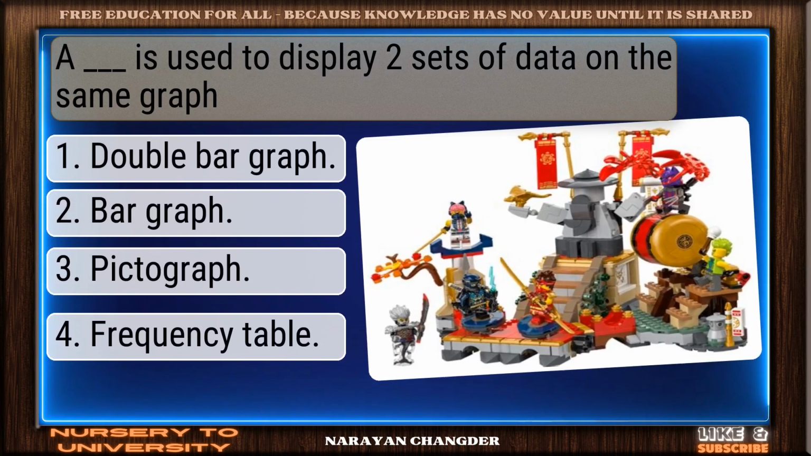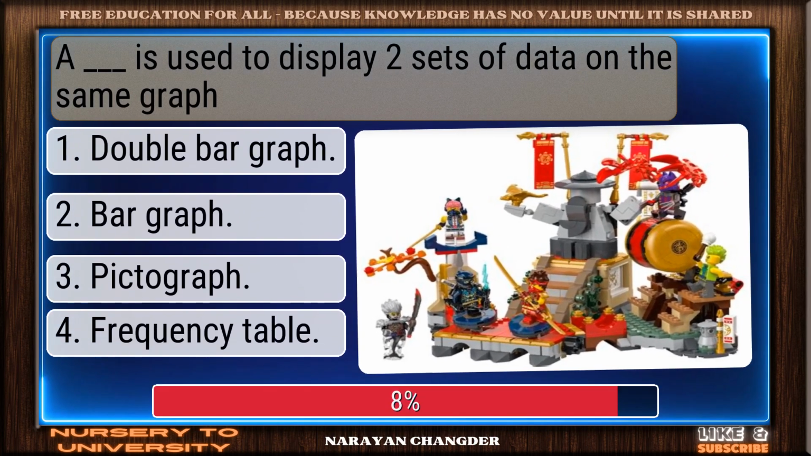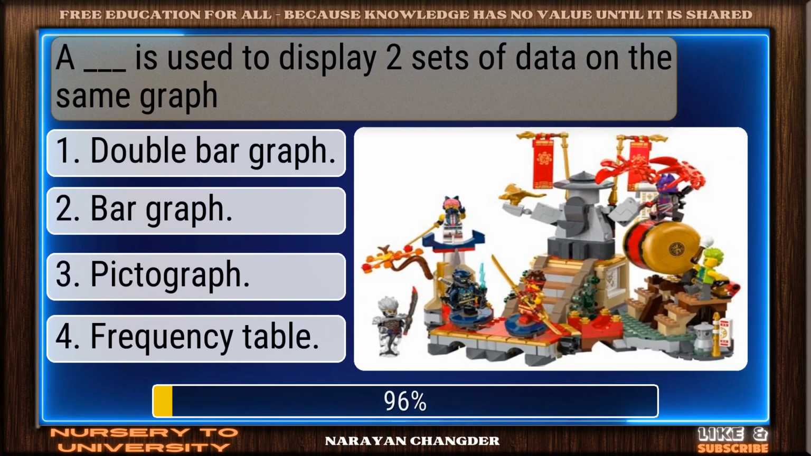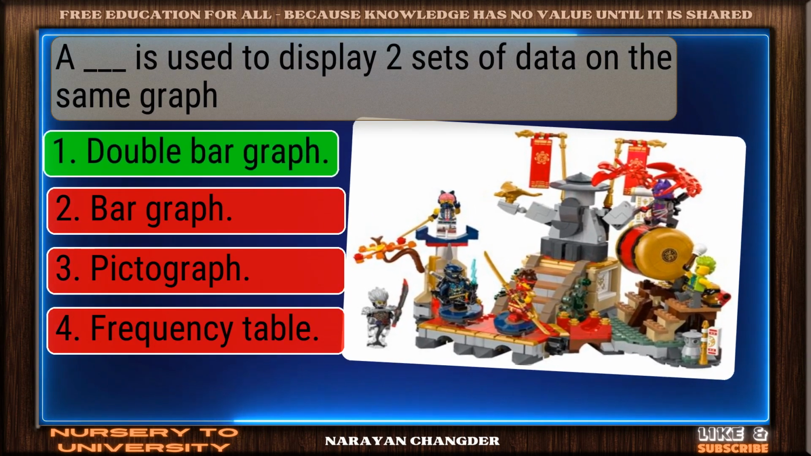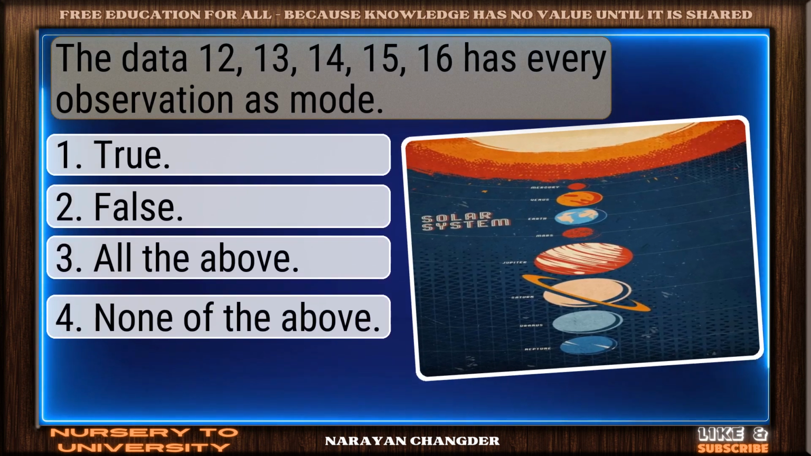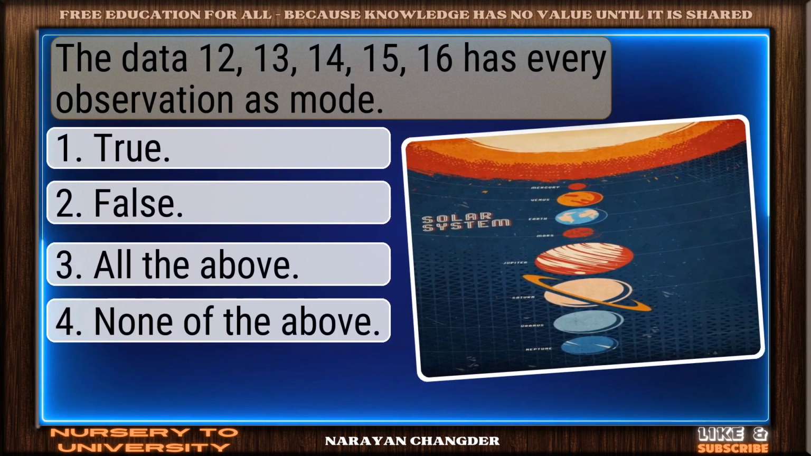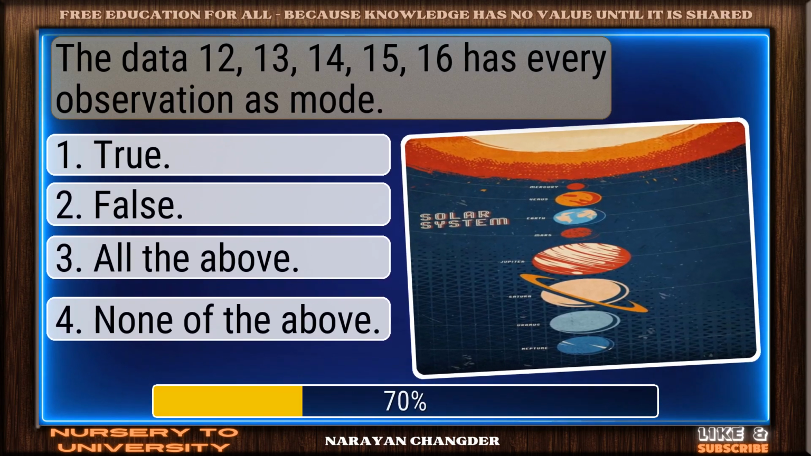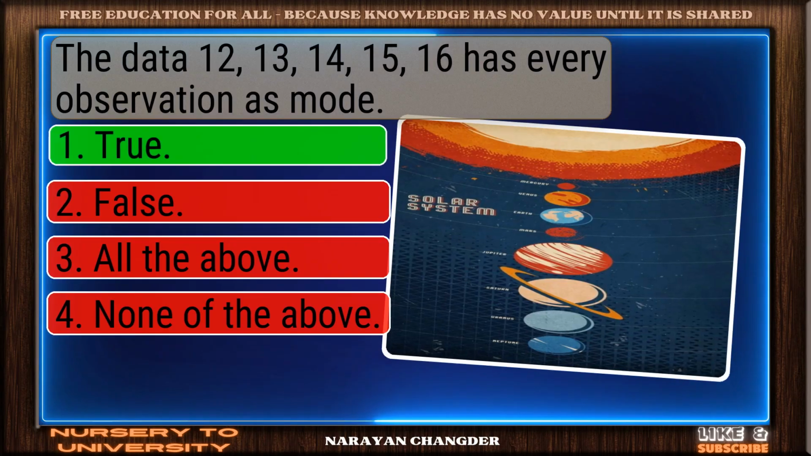Question number 125. A dash is used to display 2 sets of data on the same graph. Exactly. Double bar graph makes sense and it is the right choice. Question number 126. The data 12, 13, 14, 15, 16 has every observation as mode. Perfect. True is the correct choice.